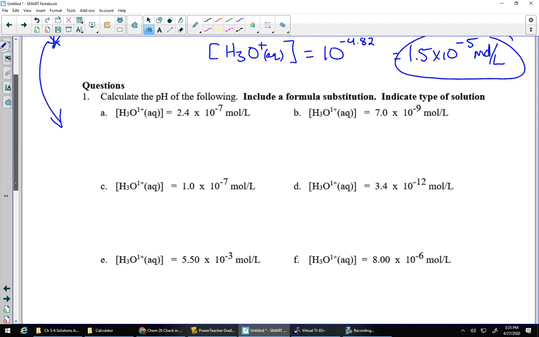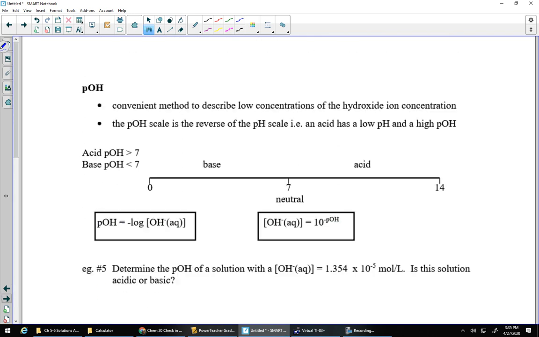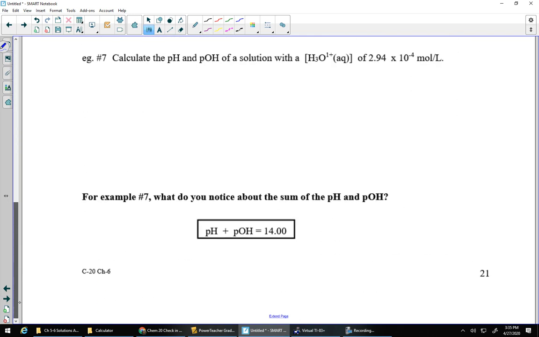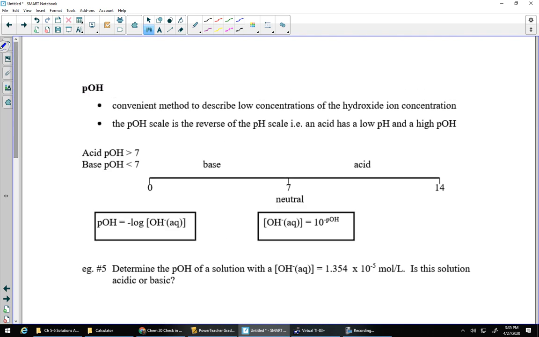Okay, so we're back. We've got the practice questions, and now we are on page 21, and we are talking about pOH. So pH was all about the concentration of hydronium ions. pOH is going to be the same thing, but all about hydroxide ions. So it's a really convenient method to talk about hydroxide ions. pOH is totally reversed of the pH scale. So for an acid, we're going to have a pOH of greater than 7. For a base, a pOH of less than 7.